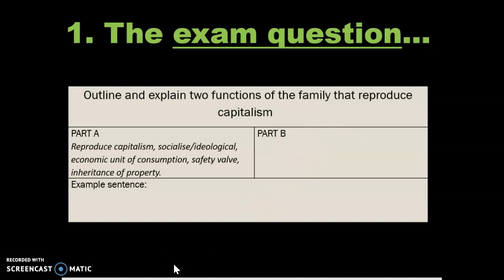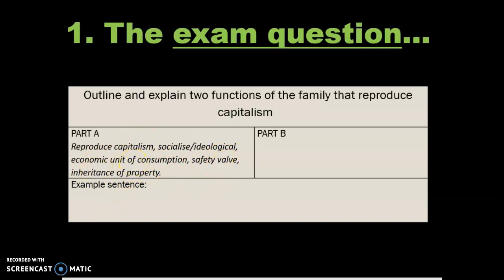So looking at that question, you can identify that this is looking for Marxist functions. Okay, so we've got things like reproducing capitalism, socializing or the ideological function, the economic unit of consumption, could be a safety valve, or it could be inheritance of property.